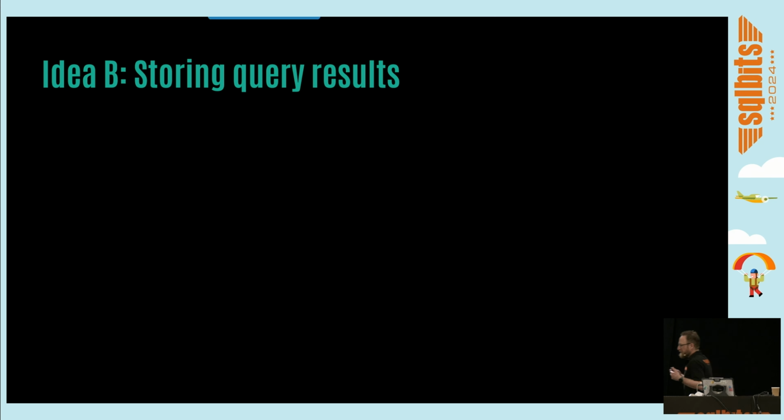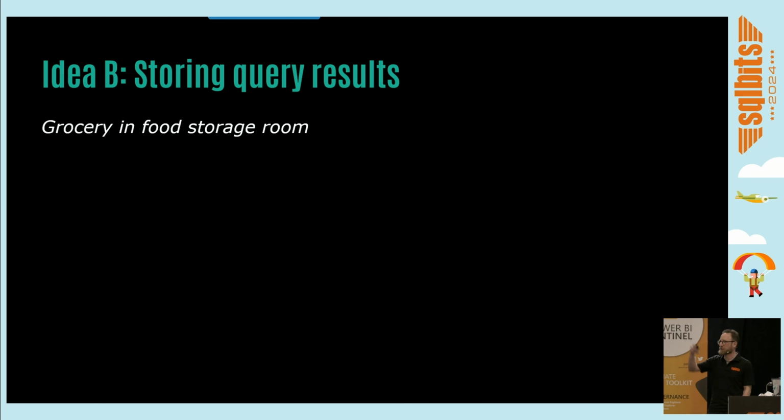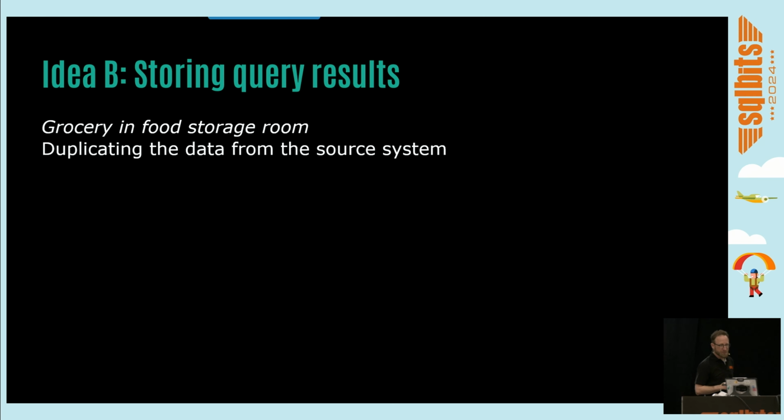To get rid of those drawbacks with DirectQuery, because queries might be slow, it might put too much pressure on the source system, we could store the results, right? This is like doing the shopping and having a food storage room where you put the groceries. So if you're hungry, you don't have to go shopping, but you have it closer to you in the food storage room. In the sense of data, it means that we duplicate the data.